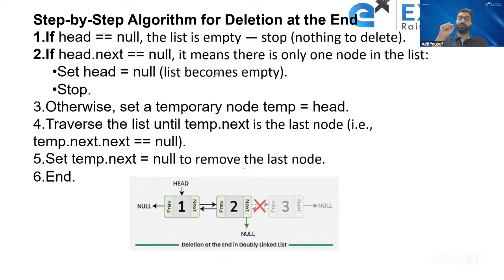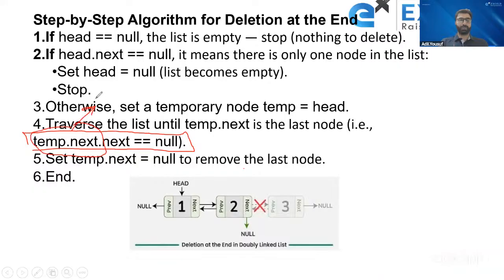So whenever I reach temp dot next is equal to null, this simply signifies that it is the last node of the list. So I have to stop over here. When I write temp dot next, see temp dot next, you know what it is?